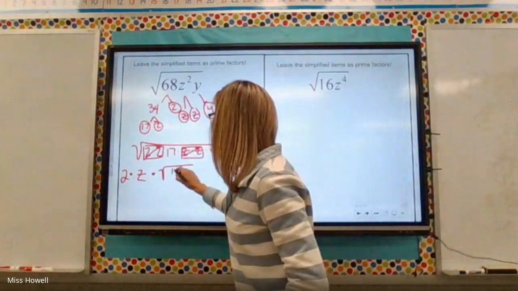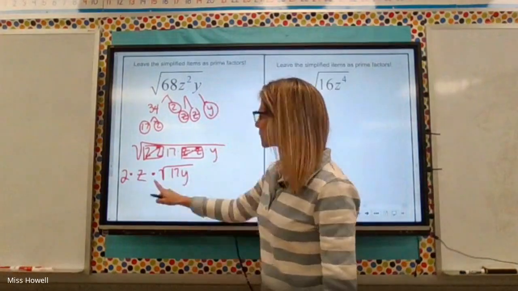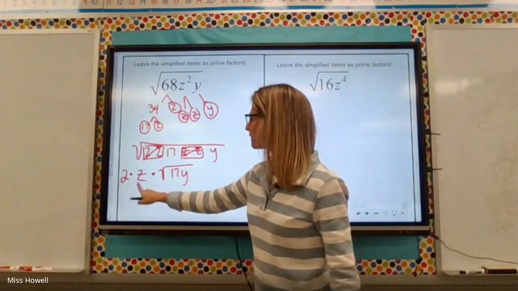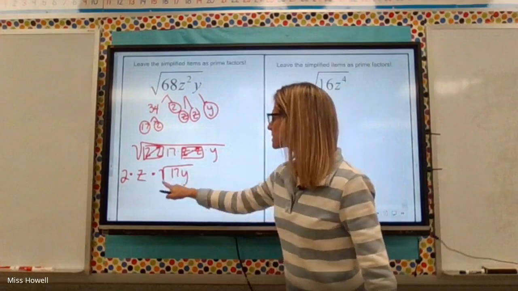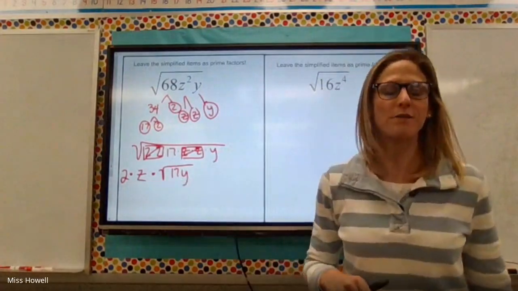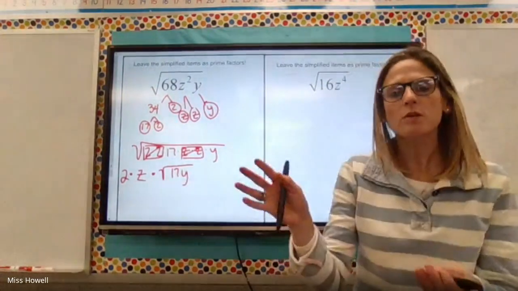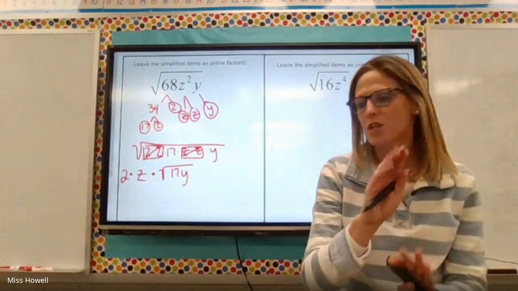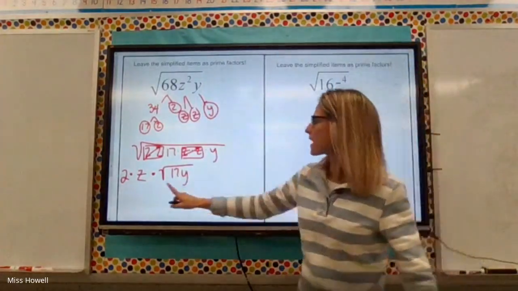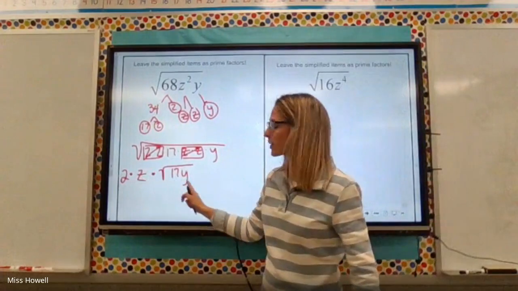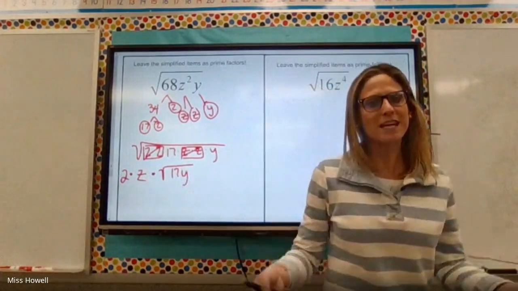In this case, 17y, right? That's one big factor. So we have a factor of 2, a factor of z, and then this entire thing, which is the factor of the square root of 17y. When we go to stack them back up on top of each other, if the bottom has a 2, a z, or a square root of 17y, they will eliminate or cancel or simplify.